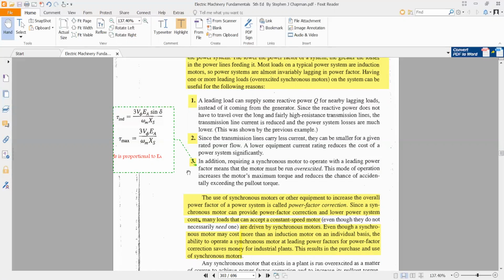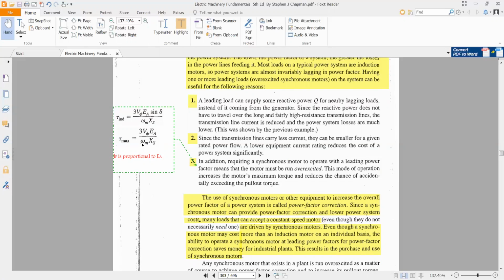Part 3. In addition, requiring a synchronous motor to operate with a leading power factor means that the motor must be operated in overexcited condition. This mode of operation increases the motor maximum torque. How? We are familiar with this relation. If sine of delta is 1, that is delta is equal to 90, then the maximum torque will be 3 times V phase EA sine of delta by omega m Xs.